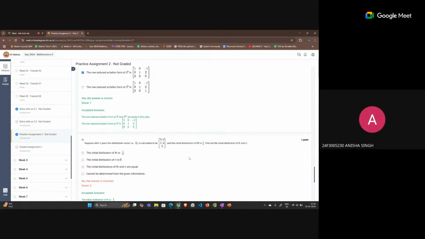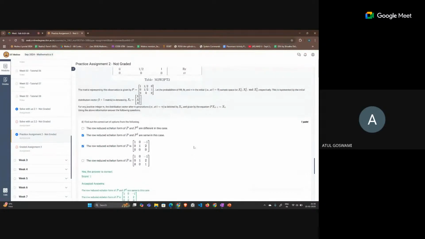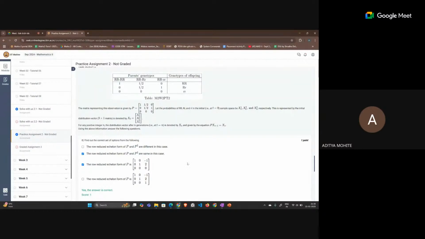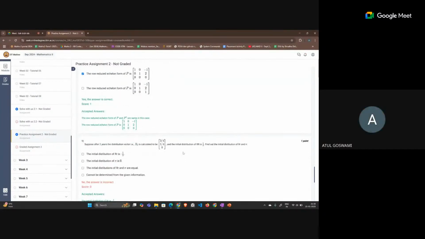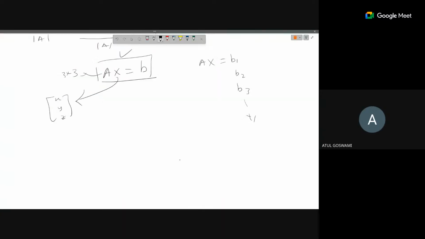At time t equals 0, the initial value of R is 1 by 3. That is x0 subscript 1 equals 1 by 3. Very good. So there are three variables, as I told you. Basically, initial distribution of R is 1 by 3. What is the initial distribution first? x01, x02, x03. This is the initial distribution.